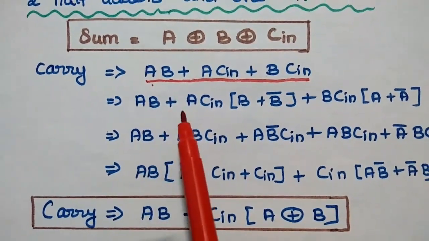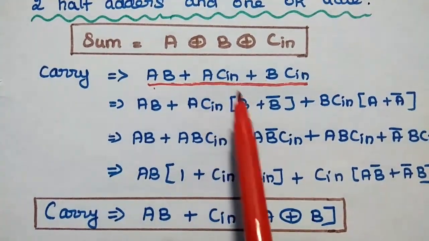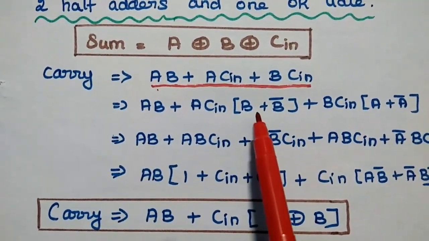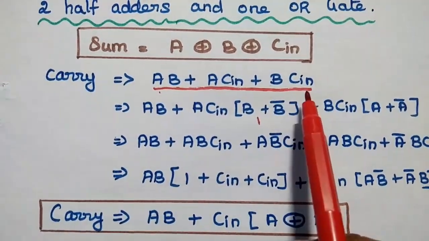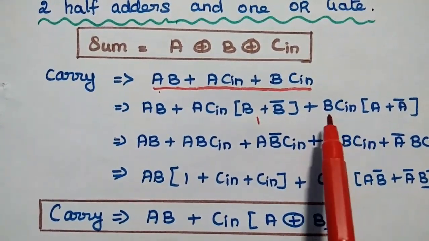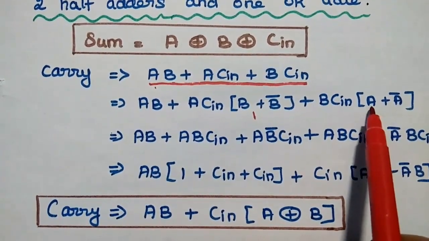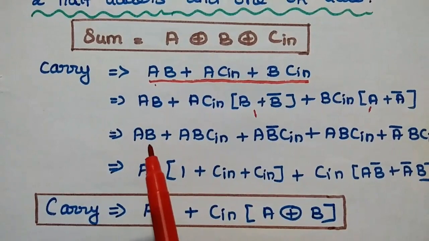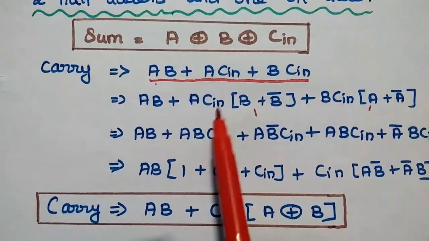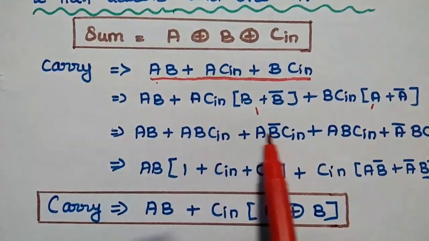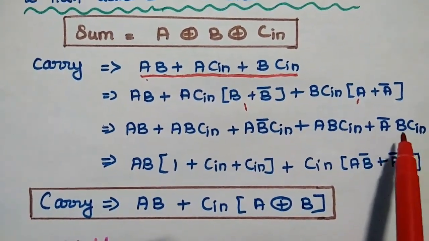AB as such plus ACin. Which term is missed out? B. So we multiply this term with B plus B bar, because B plus B bar is nothing but 1. Plus BCin. Which term is missed out? A. So BCin is multiplied with A plus A bar, and A plus A bar is nothing but 1. Next step, we multiply inside, so we get ABCin plus AB bar Cin. Likewise here, ABCin plus A bar BCin.